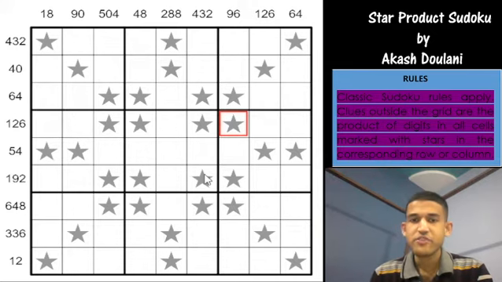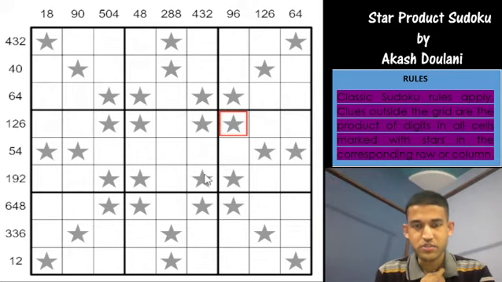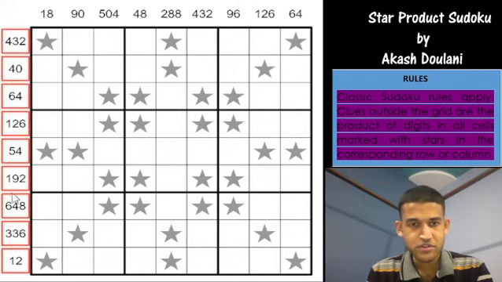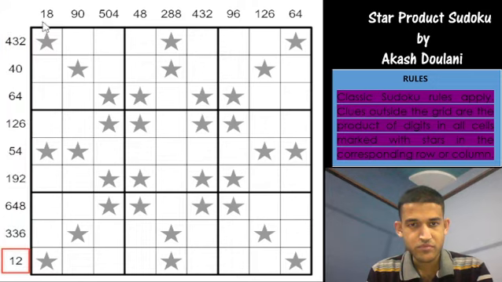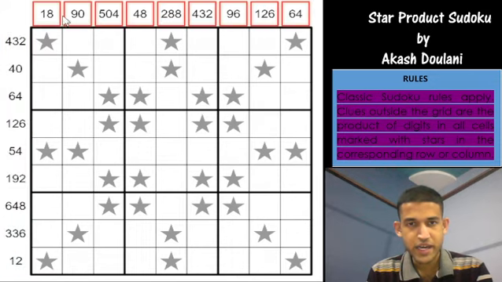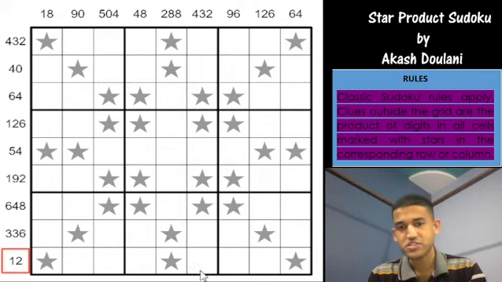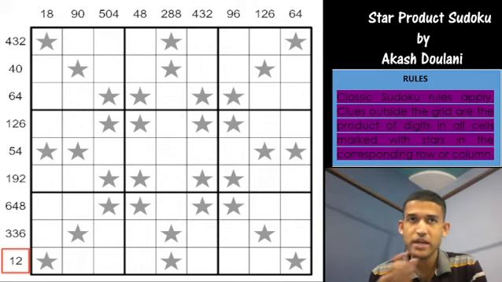So in these kinds of variants, always look for clues which are lower in value, so that you can easily factorize them. So for example, in columns 12 is the lowest, and in rows 18 is the lowest, if I'm not wrong. So let's see, how can you factorize 12? Now 12 is either 2 multiplied by 6 or 3 multiplied by 4.